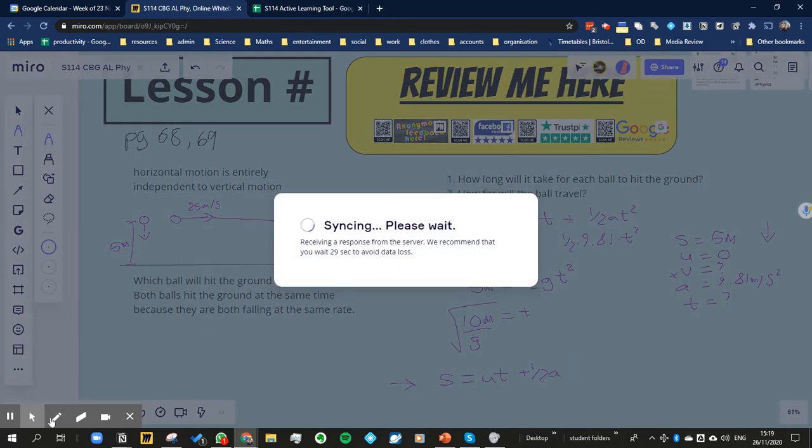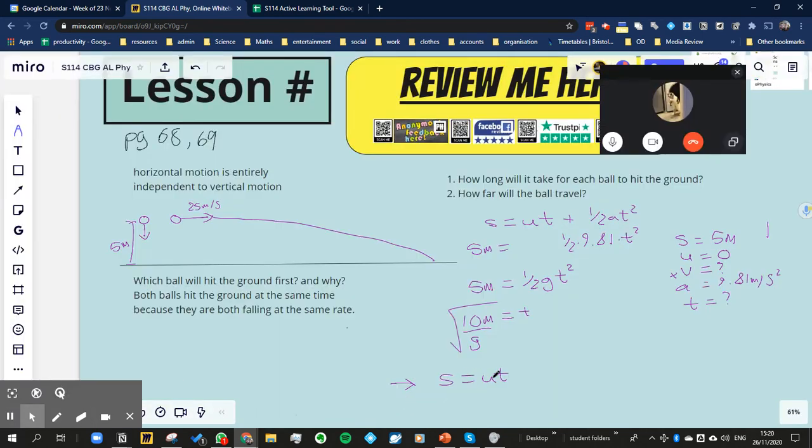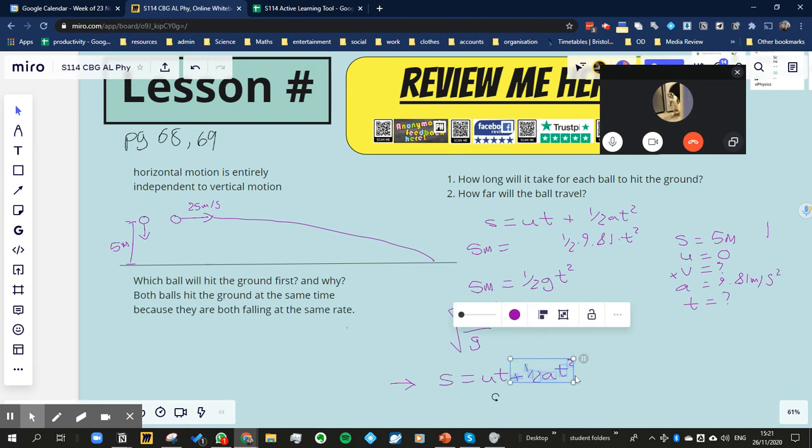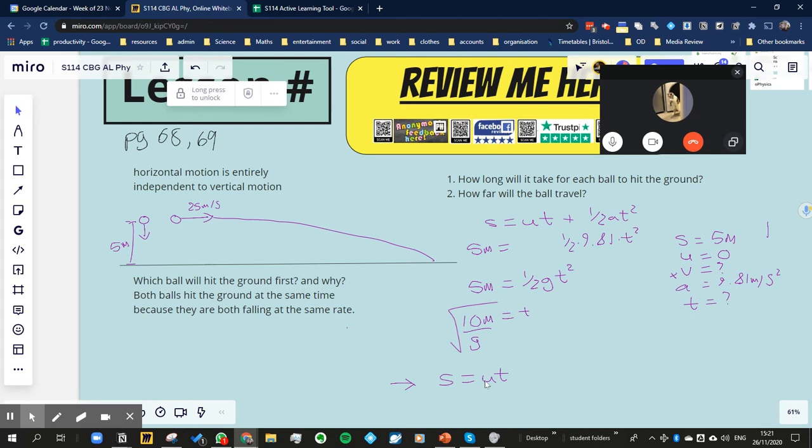Oh, hang on a second. So we can use the same formula. Now, horizontally, there is no acceleration, if we assume there's no air resistance, which we do generally speaking in projectile motion questions. So because acceleration is going to be equal to 0, that second part of the equation is the one that disappears. So s equals ut. Displacement is equal to the initial speed multiplied by the time.